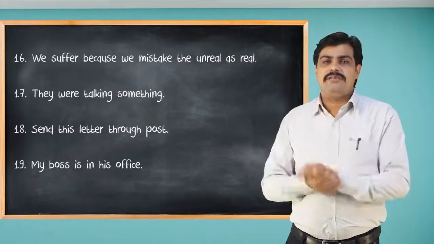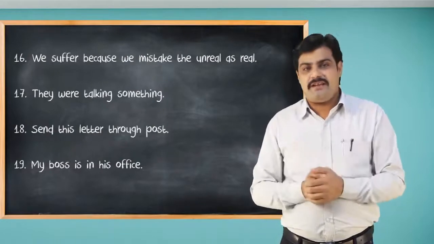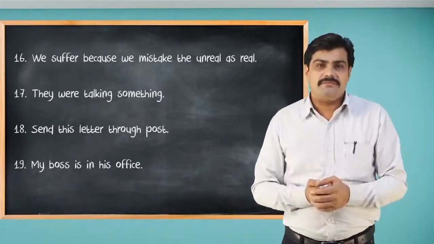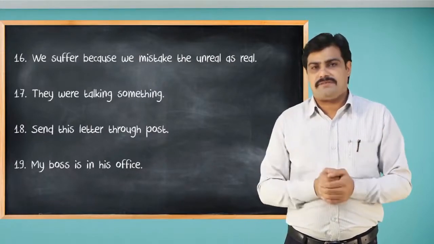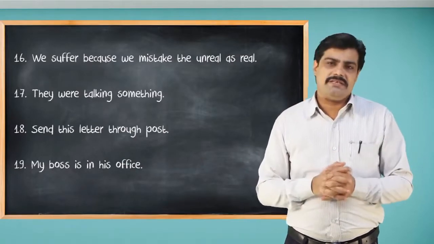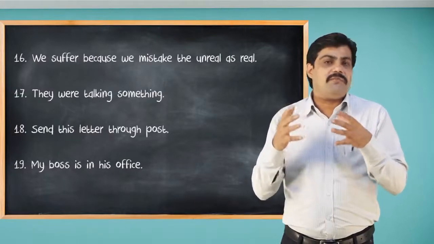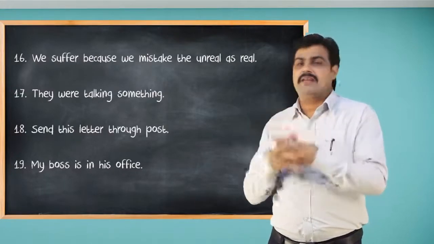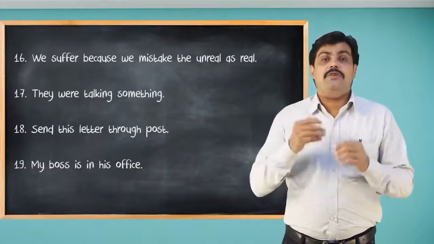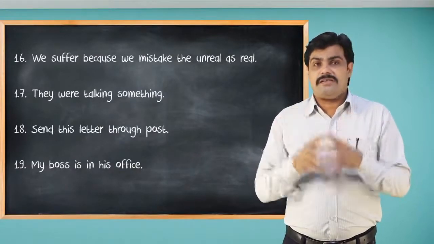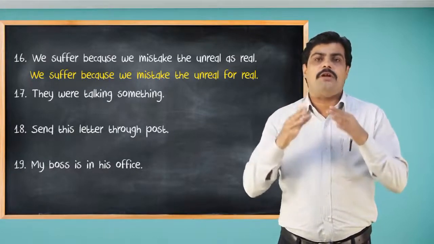Now here are 4 more sentences on the screen. We suffer because we make the unreal as real. They are talking something. And this letter through the post. My boss is in his office. Now what do you see in these sentences? Well, let's take the first one. We suffer because we mistake the unreal as real. Here the preposition as is wrong. Erase as and use for. Now the correct sentence would be, we suffer because we mistake the unreal for real.